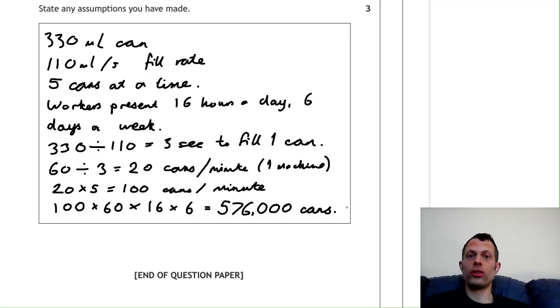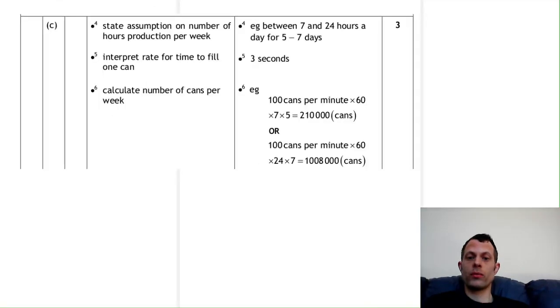That is not the only possible answer. I'll show you from the SQA marking scheme. The assumption for the number of hours was anything between 7 and 24 hours a day, and anything from 5 days to 7 days a week. And the range of possible answers you could have got was anything from 210,000 all the way up to 1,008,000 cans in 1 week.